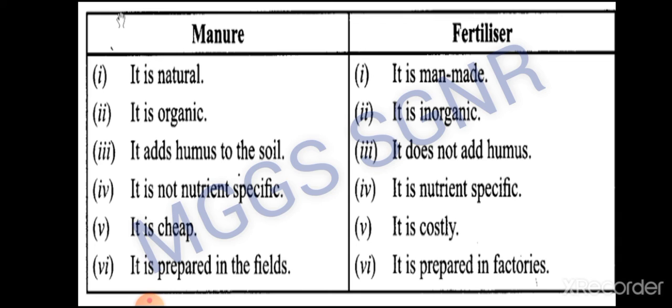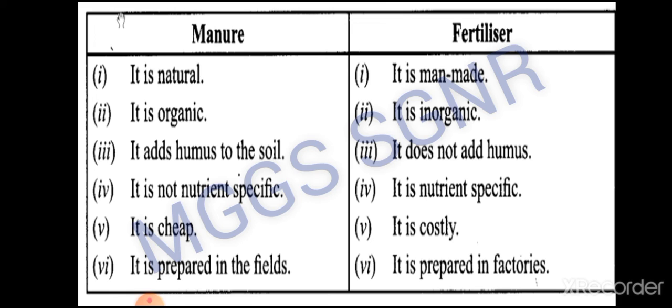Clear? But the fertilizer is inorganic because it is totally made up of salts. It is prepared in factories. In the case of manure, it adds humus to the soil, but fertilizers do not add humus. What is humus? Humus is the moisture content which can be maintained in the soil with the help of manure, but fertilizers are totally dry. These cannot maintain humus or moisture content in the soil.